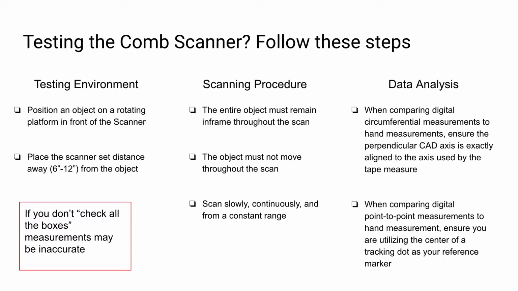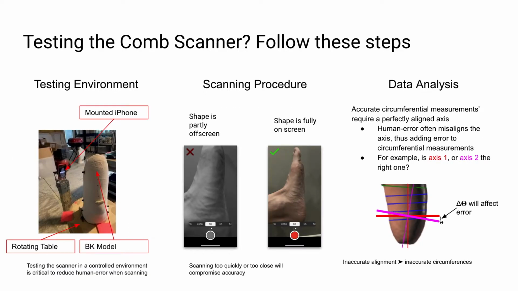Last, the data analysis. When comparing digital circumferential measurements between hand measurements, ensure that the perpendicular CAD axis used is exactly aligned to the axis used by the tape measure. When comparing digital point-to-point measurements, you must ensure that you are utilizing the center of the tracking dot as your reference marker. Here are three visual examples to explain the testing variables further.